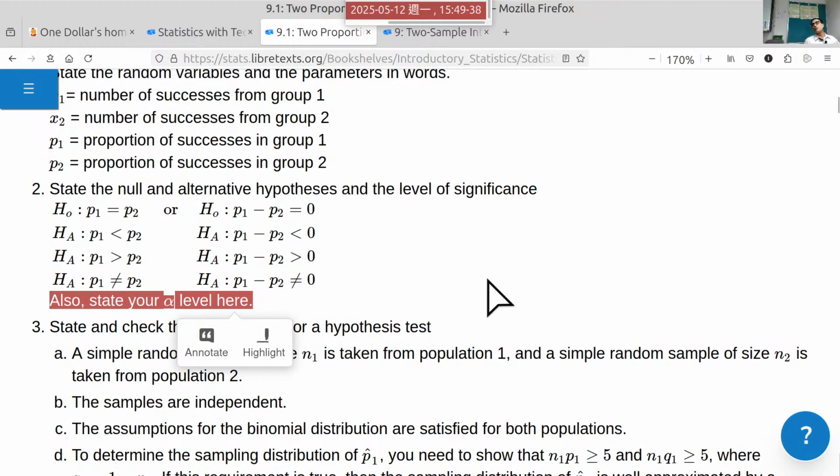5%. Oh, sure, if you have restricted conditions, you can set 1%. It depends on what you need.